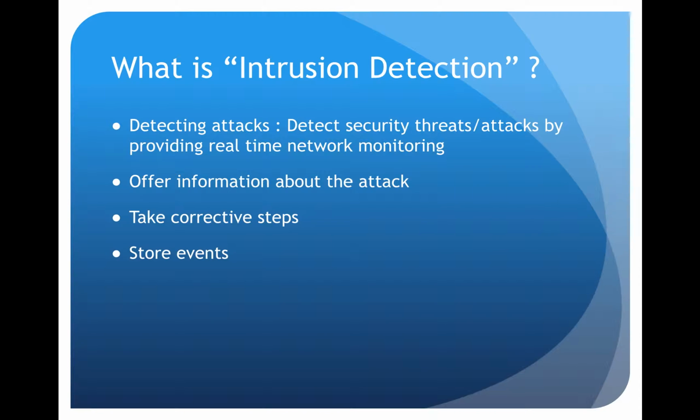Whenever a machine receives a connection request, it is not necessarily a good connection request. It might be an attempt of a network attack on your machine. So your intrusion detection system should monitor your network in real time, and it should be able to identify such attack attempts. It should take corrective steps so as to not let your machine get harmed by those attacks. It should also store the event information or information about these attacks so that in future you can use this information and you can classify or identify new attacks.